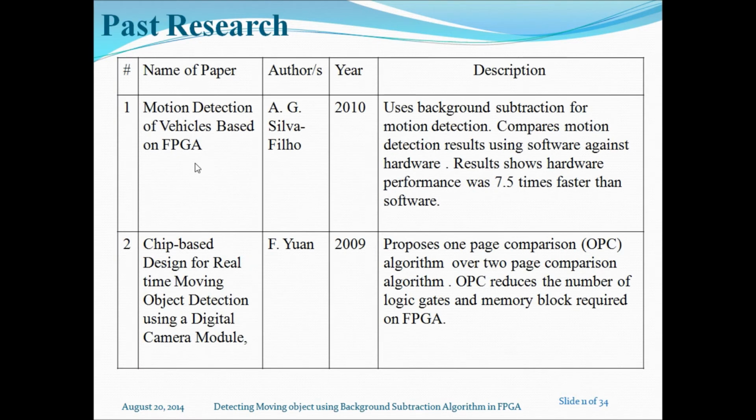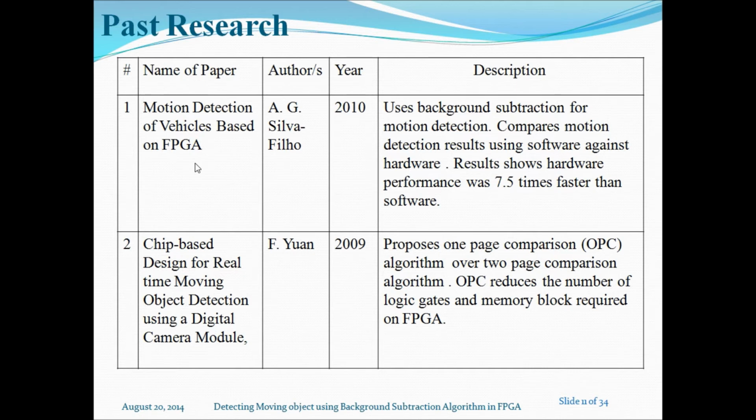Past research. I won't go into details of each paper, but I will just provide a short description of each of the papers listed here. The first paper is motion detection of vehicles based on FPGA, published in 2010. In this paper, the authors have used background subtraction for motion detection. Hardware as well as software results are compared. The result shows that hardware performance was 7.5 times faster than software.